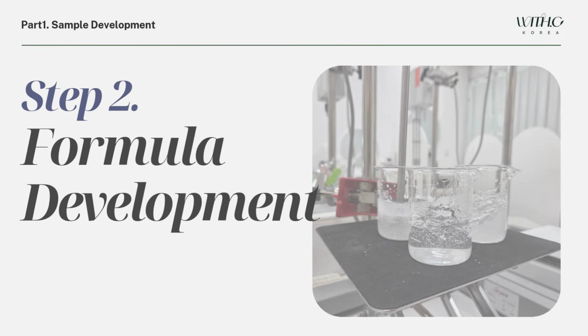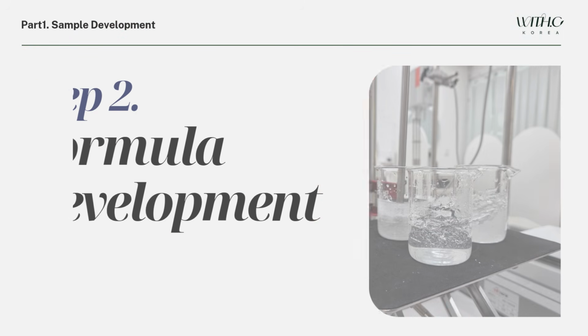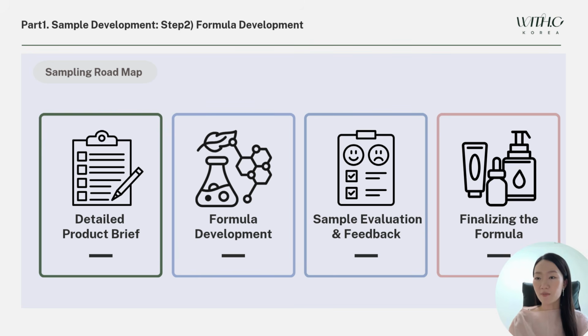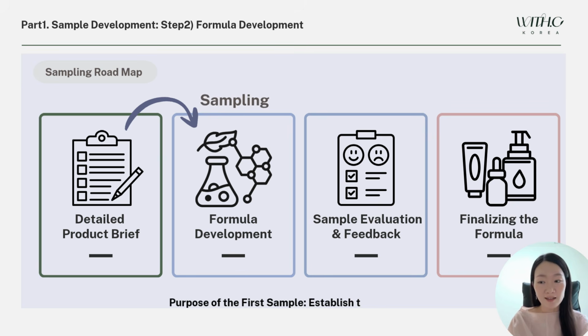Step 2. Formula development. Once your product brief has been finalized, the next step is formula development. The first sample usually takes around 3 to 4 weeks. At this stage, the focus is on selecting the right ingredients and establishing the overall direction of the formula. During the first sampling stage, the goal isn't to perfect every detail. Instead, the priority is to establish the right texture, skin feel, and overall product experience.